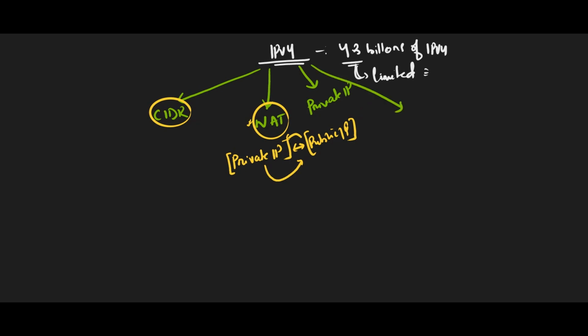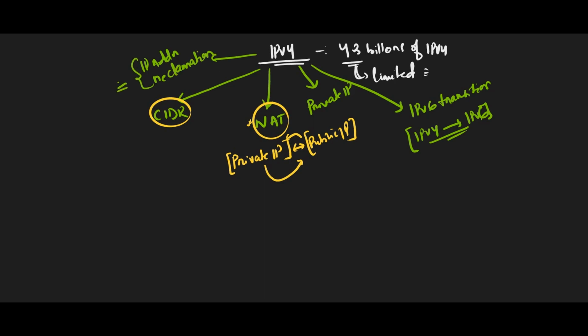What is the fourth one? We can go for the IPv6 transition, that means IPv4 to IPv6, which is what everyone is doing nowadays. The fifth one is IP address reclamation. This is used to process unused IP addresses by allowing the DHCP lease. We will see this one in our DHCP chapter.